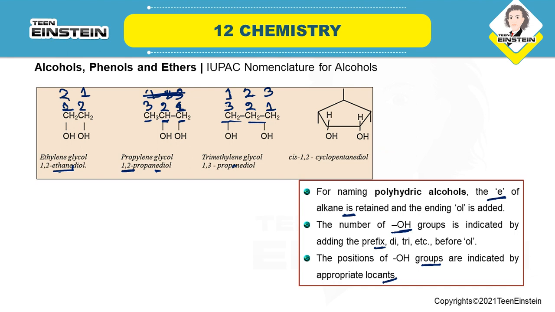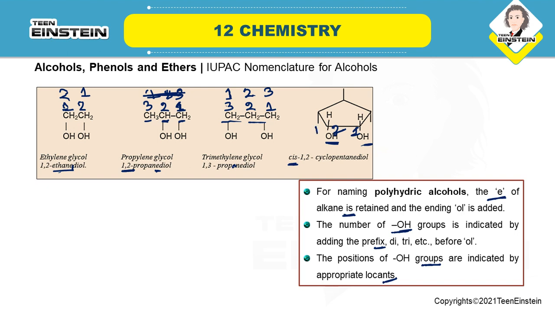Next we have a ring structure. Here it is actually a symmetric structure, so you can do the numbering either this way or the opposite, it doesn't matter. But here we have both the OH groups towards the same side. Okay, that means it will be cis-1,2-cyclopentanediol.